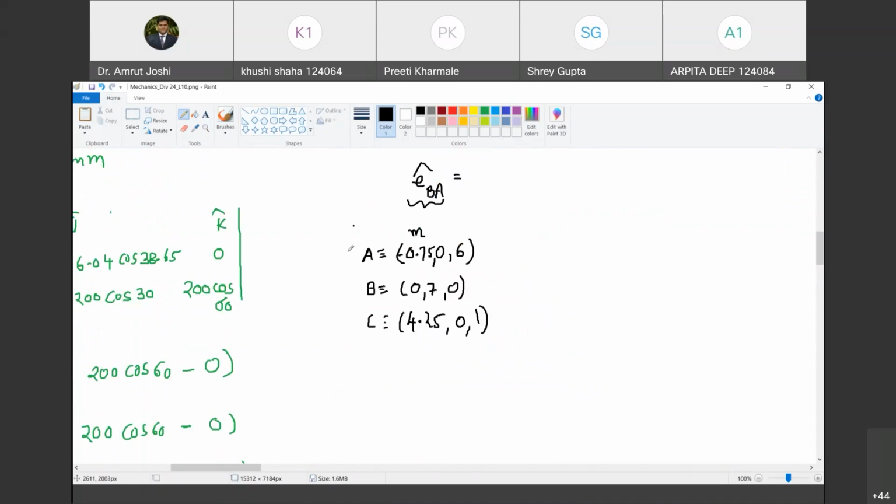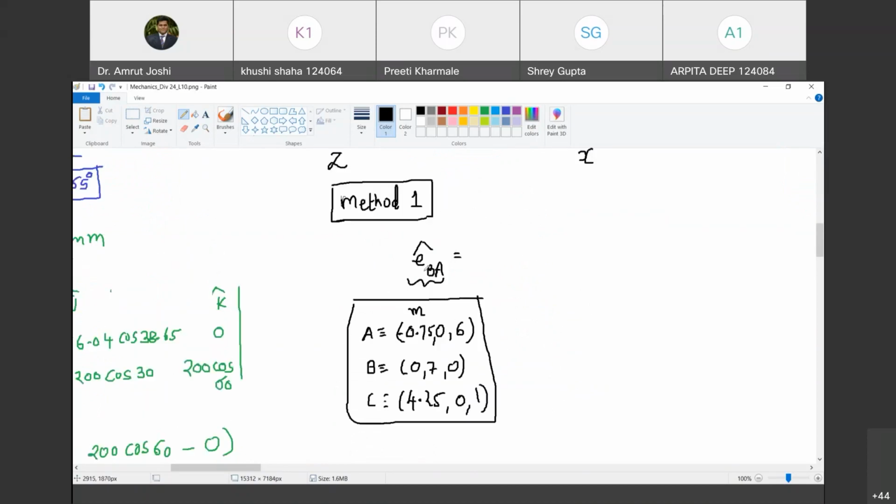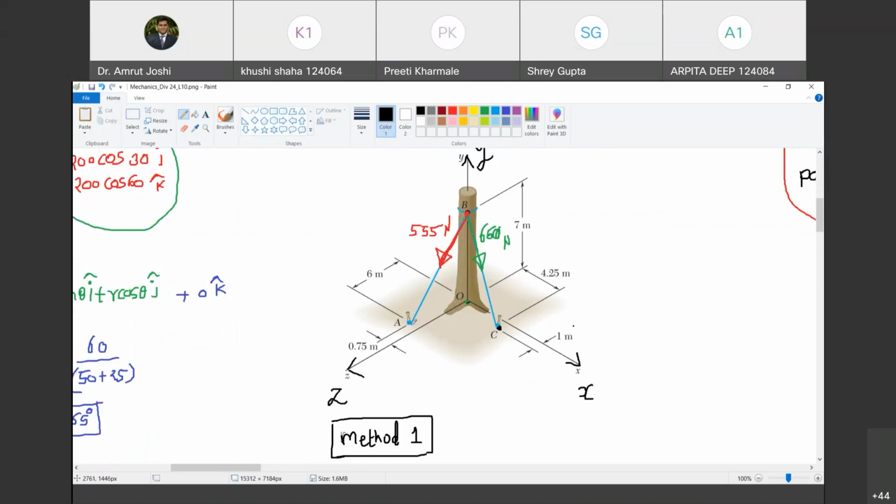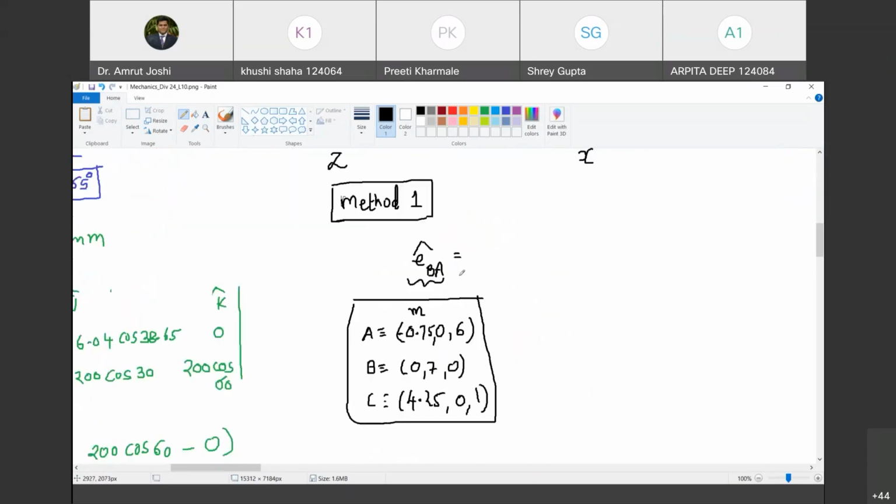So by inspection, we have written down the coordinates of points A, B, and C. Now I need to write down the unit vector directed along B to A. Why do I need to write down that? Because that is the direction of this 555 Newton force. Happy? Yes, sir. So how do I write that unit vector? It must be vector BA bar divided by magnitude of vector BA bar. Do you agree with me? Yes, sir. So what is vector BA bar?